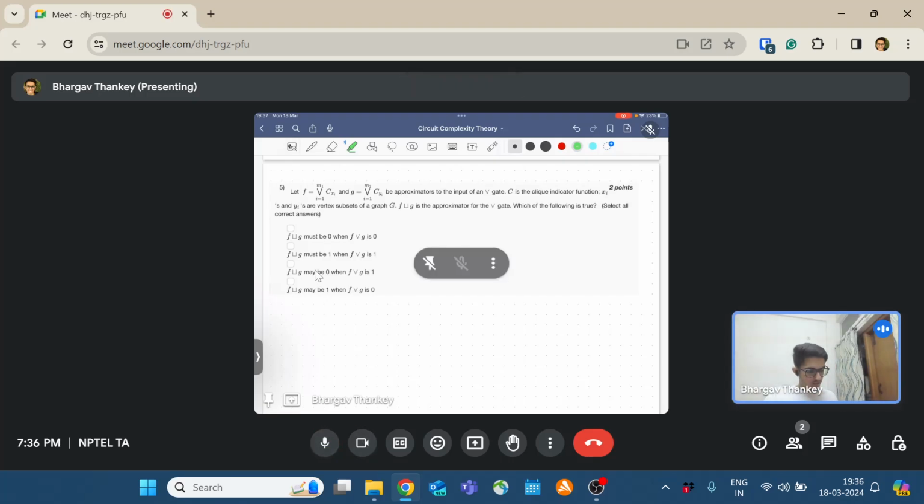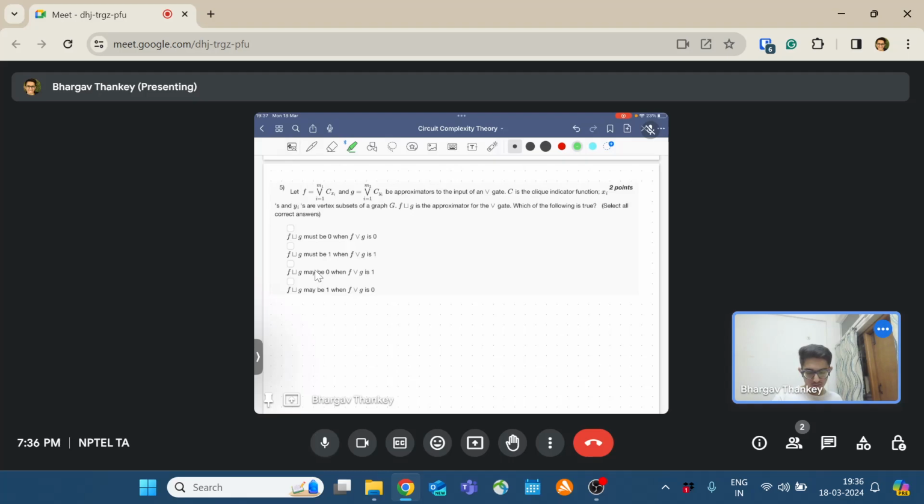Yeah. So let's look at 5. Let F and G be the approximators to the input of an OR gate. C is the clique indicator function. Xi and Yi are vertex subsets of the graph G. If F ⊔ G is the approximator of the OR gate, then which of the following is true?